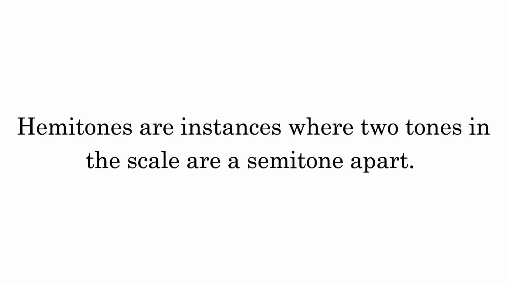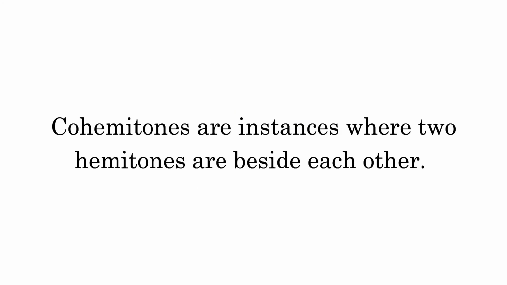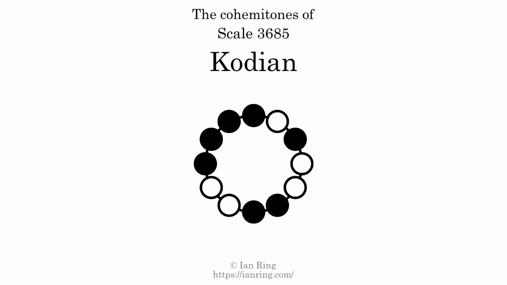Hemitones are instances where 2 tones in the scale are a semitone apart. This scale has 4 hemitones. They are at positions here, here, here, and here. Cohemitones are instances where 2 hemitones are beside each other. This scale has 2 cohemitones. They are at positions here, and here.